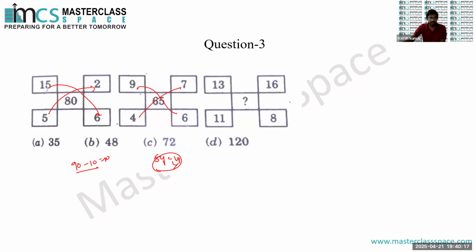I'll look at these two. 15 minus 5 is 10. 2 plus 6 is 8. So 10 into 8 is 80. So it is 15 minus 5, into 2 plus 6.